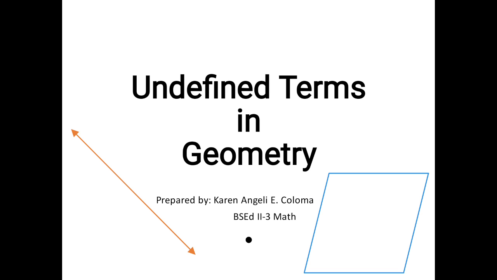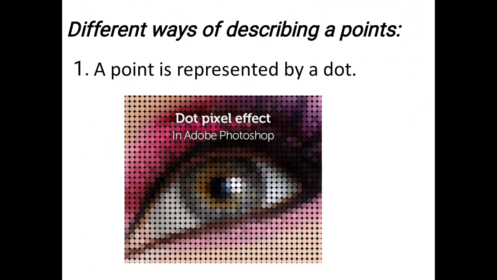Undefined terms in geometry. The terms point, line, and plane are considered the basic undefined terms in geometry. These terms serve as the basis for defining other geometric terms. There are different ways of describing points. A point is represented by a dot.